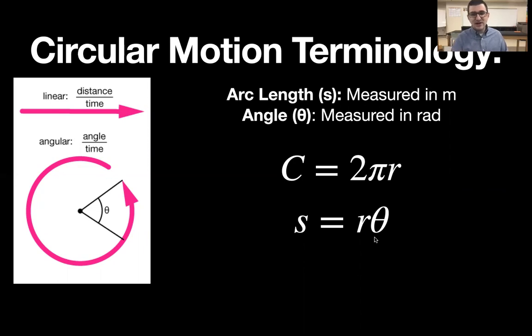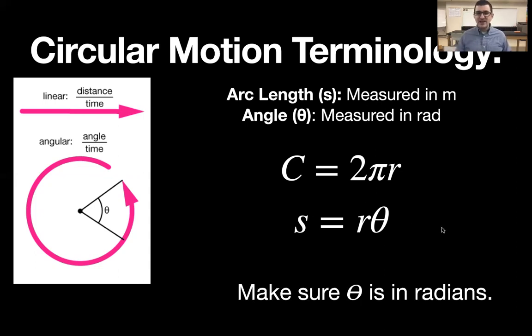You'll notice that the circumference formula is just a specific instance of the arc length formula, because if you go all the way around the circle, you've gone 2 pi radians. 2 pi r would give you the arc length for all the way around the circle, which we gave the name of circumference. So this is a useful formula to know for figuring out the linear distance based on the angle traveled and the radius.